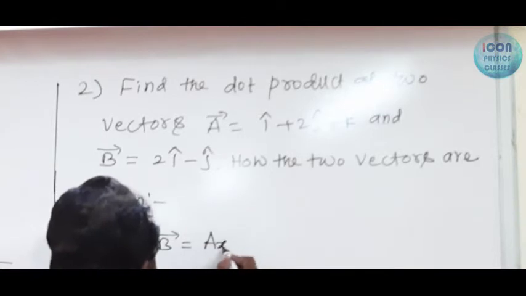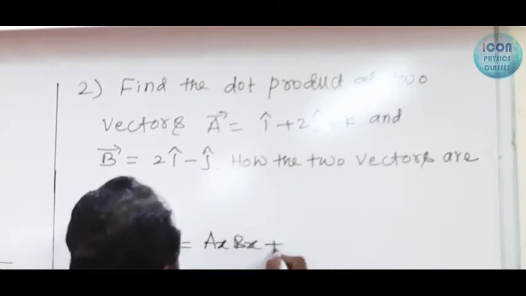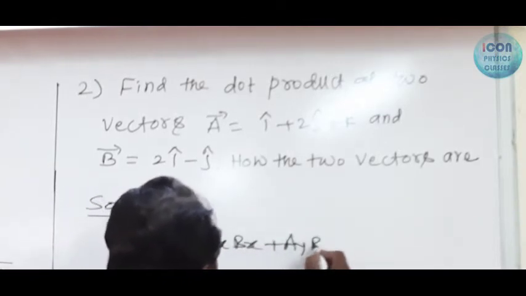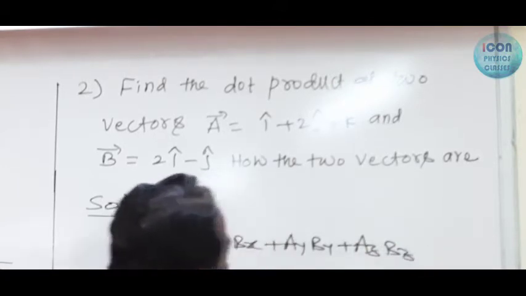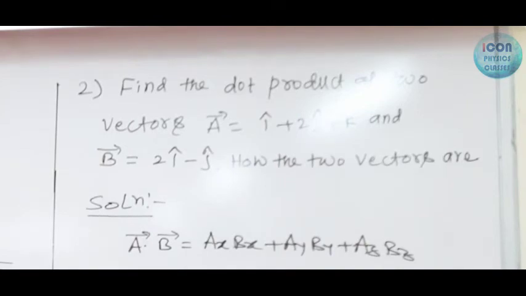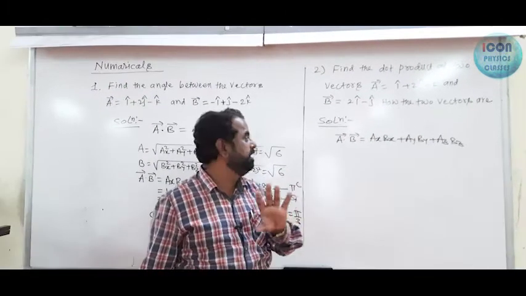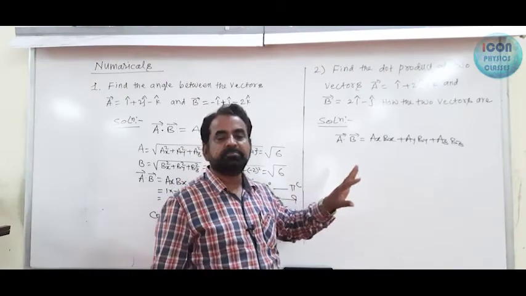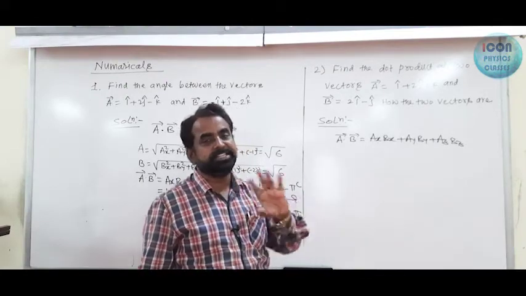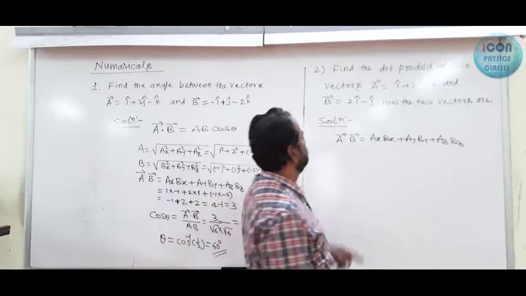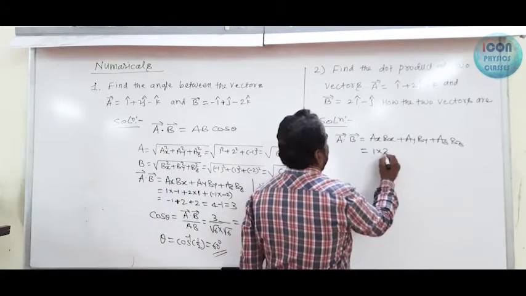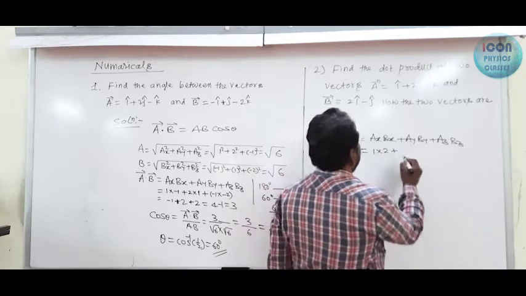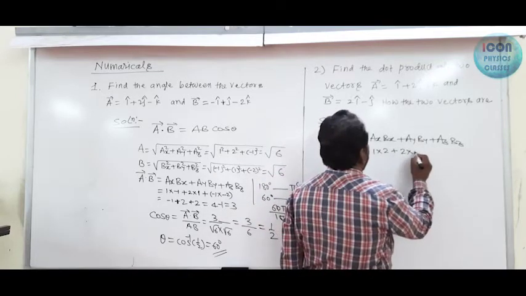Formula: AX BX plus AY BY plus AZ BZ. For the dot product of two vectors, we have this formula: A dot B equals AX BX plus AY BY plus AZ BZ. You put the values: 1 into 2 plus 2 into minus 1.